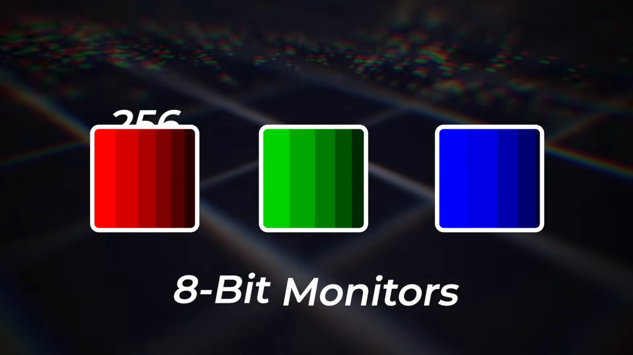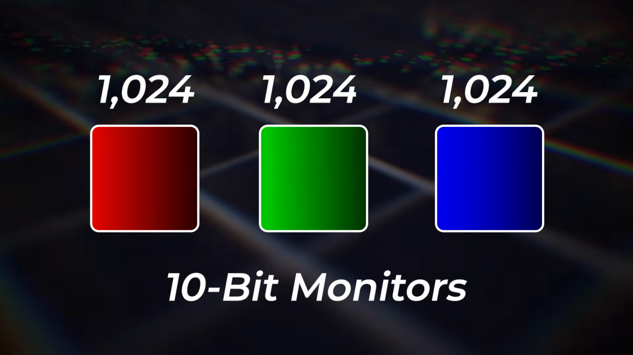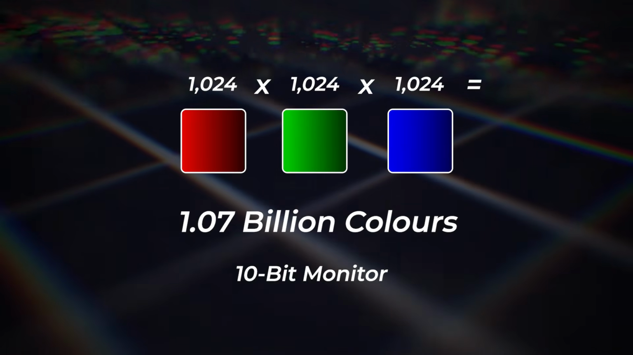So even though, for example, an image lives within the sRGB color space and it can display all these different hues within that color space, an 8-bit monitor can display 256 different shades per channel. So that being red, green, and blue. 256 shades of red, 256 shades of blue, 256 shades of green, whereas a 10-bit monitor can display 1024 shades of each subpixel, red, green, and blue. And that's a lot more colors. 16.7 million colors for an 8-bit monitor, and 1.07 billion colors for a 10-bit monitor.